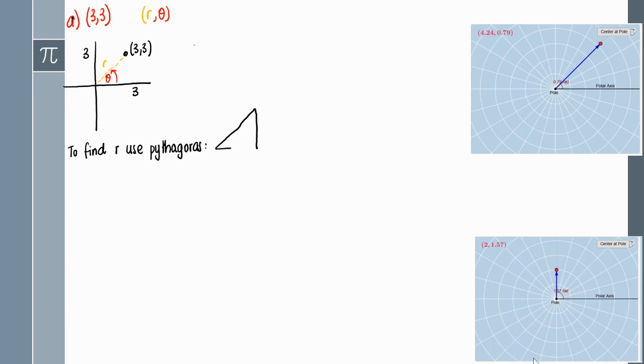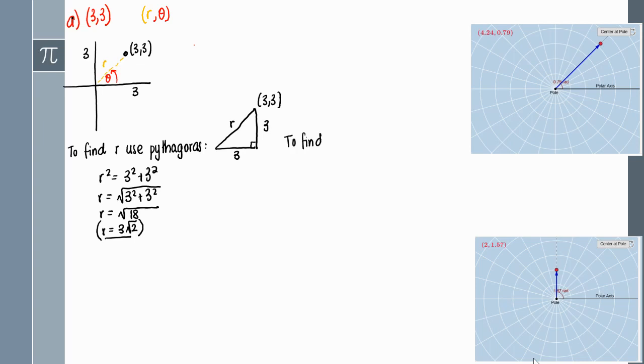Okay, so I'm going to draw the triangle here for the point 3, 3. So I'd have 3 along the base, 3 vertically up, and then I'm trying to find r, or the hypotenuse. By using Pythagoras, we'll have r equals the square root of 3 squared plus 3 squared, or r equals the square root of 18. If you simplify that, we get 3 root 2. So I found r, now I need to find theta.